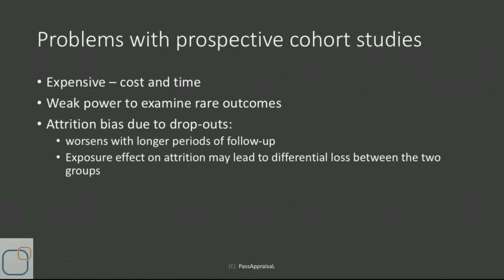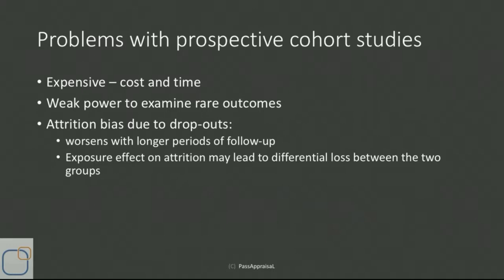It's important to note that even though we prefer prospective studies whenever possible, whenever we have resources, prospective cohort studies are quite expensive both in terms of cost and time. They also have weak power to examine rare outcomes. You need to assemble a very large sample of exposed people in order to study rare outcomes. So when it comes to rare outcomes, case control studies are better off than cohort studies.